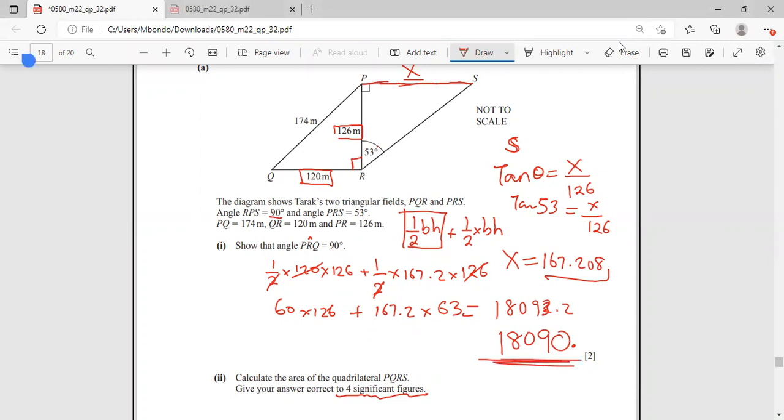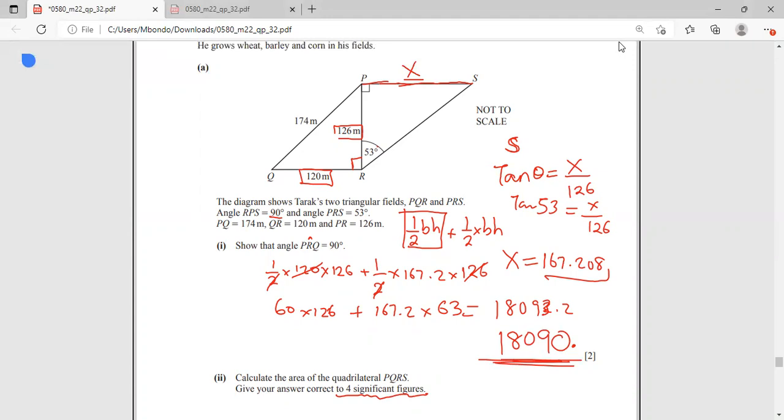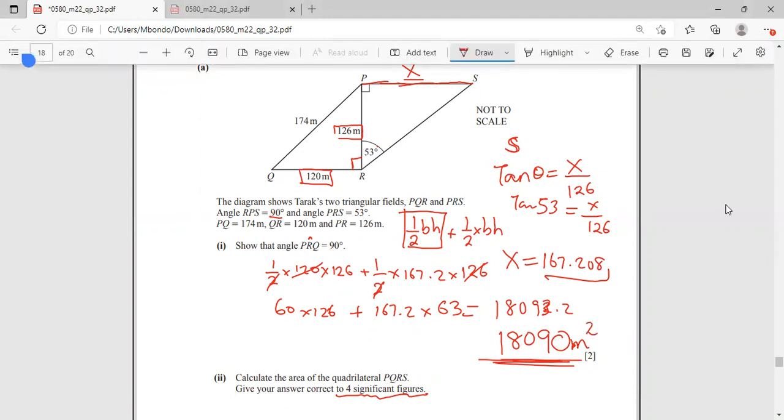Okay, of course, we are talking about the area, isn't it? So we need to have meter square here.